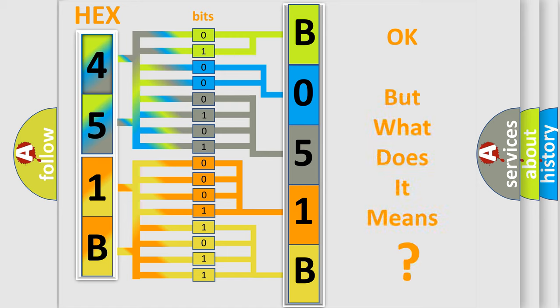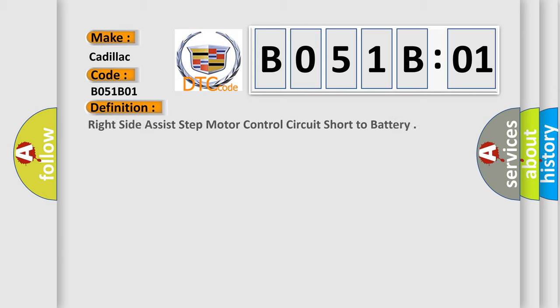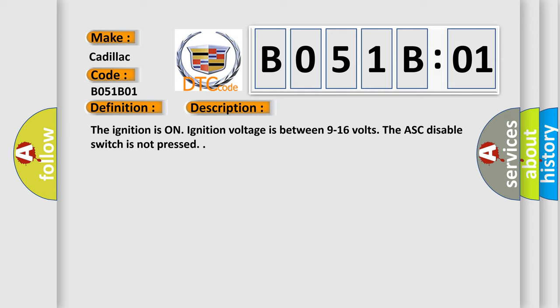The number itself does not make sense to us if we cannot assign information to what it actually expresses. So, what does the Diagnostic Trouble Code B051B-01 interpret specifically for Cadillac car manufacturers? The basic definition is: right side assist step motor control circuit short to battery. And now this is a short description of this DTC code.